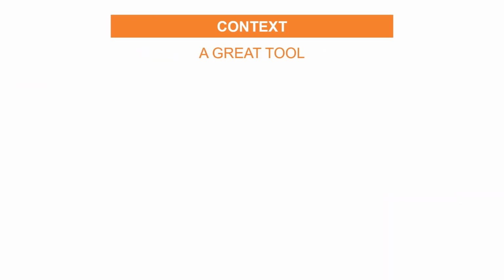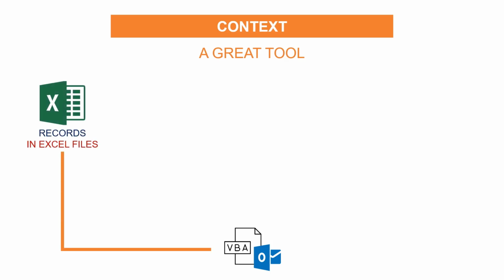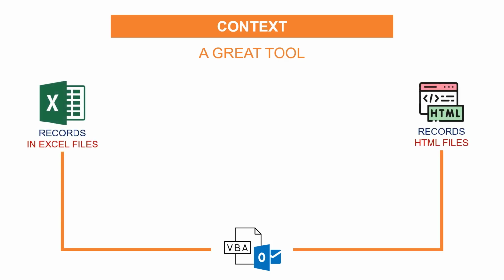After this video, you'll be able to create a great tool. It will be written using VBA, with modules that will connect to Outlook to extract information from email, store them in Excel files, export the email in HTML format so you can open them without Outlook, and finally download the attachments.